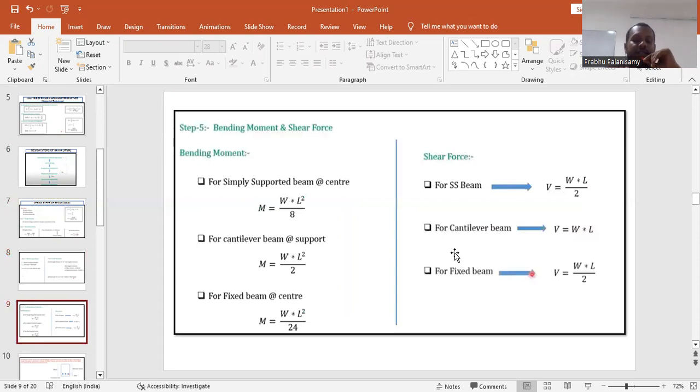The next step belongs to bending moment and shear force. These can be calculated based on the condition specifically asked. For a simply supported beam, the moment is WL squared by 8. For a cantilever beam at the support, it's WL squared by 2. And for a fixed beam with the load at the center, it's WL squared by 24. For shear force, simply supported is WL by 2, cantilever is W into L, and fixed is WL by 2. We already know these standard formulas, given for the varying conditions.